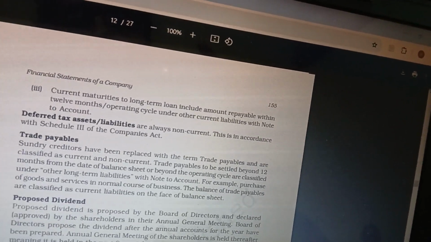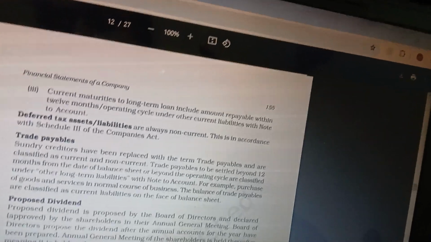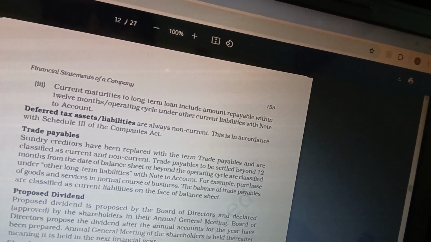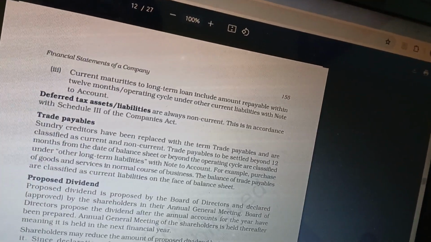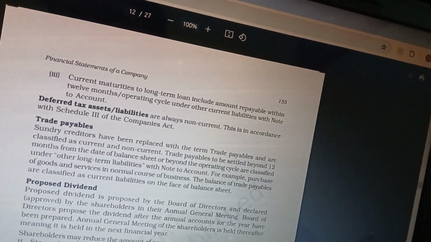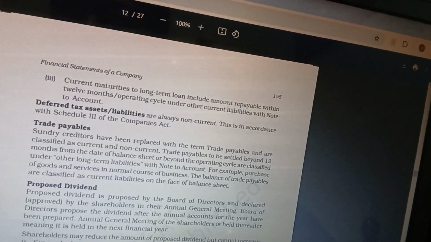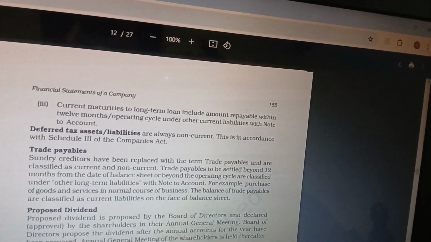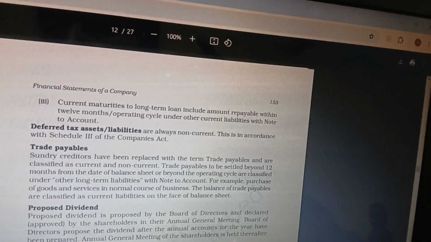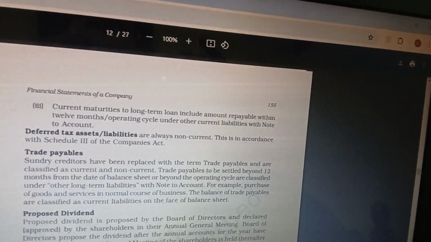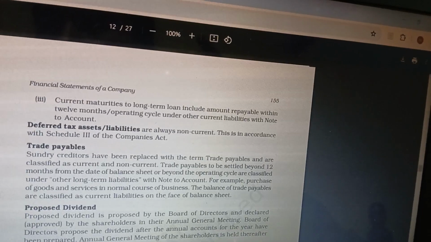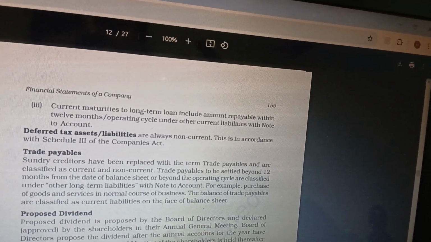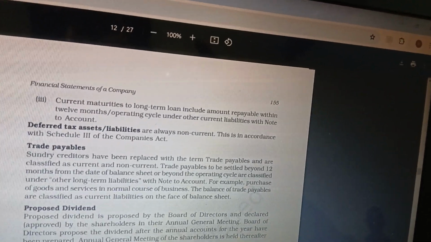For example, if you are buying some raw materials from the supplier on credit, that is, we are not paying money on the spot, that is termed as sundry creditors or trade payables. Sundry creditors have been replaced with the term trade payables and are classified as current and non-current. Trade payables to be settled beyond 12 months from the date of the balance sheet or beyond the operating cycle are classified as long-term liabilities. That is, the liability has to be paid back after more than 12 months.